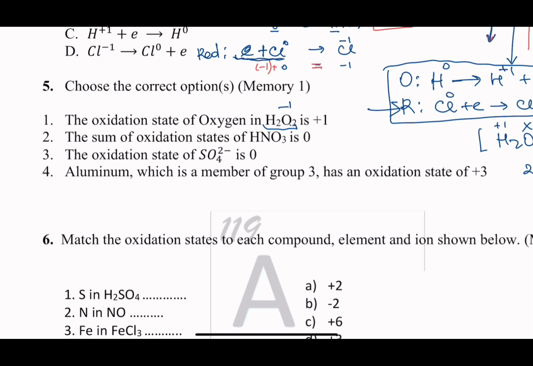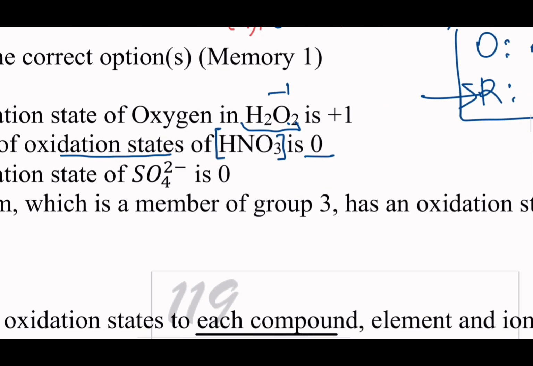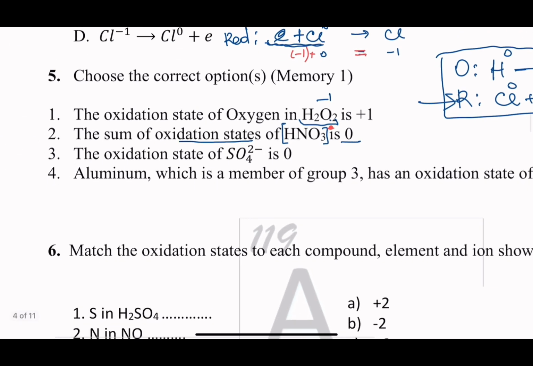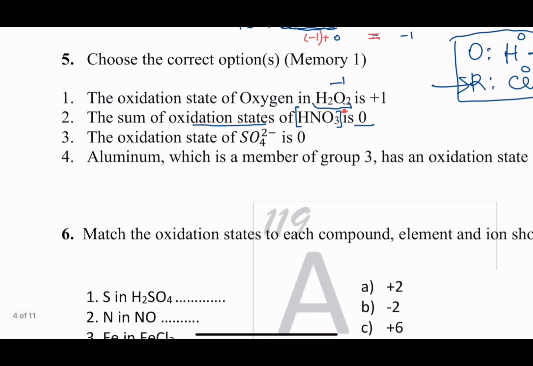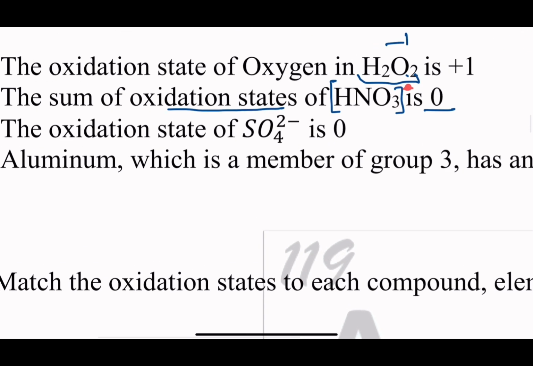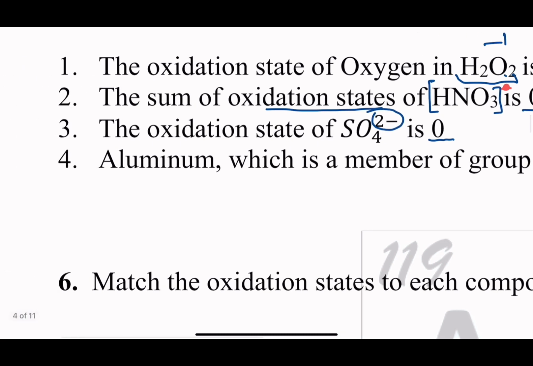The sum of oxidation states of HNO3 is 0. We have done it many times, and you know that when I do my math, I sum up to 0 because there's nothing given on the top right corner. If there's no charge, that means that it is 0. So on this one, oxidation state of SO4 -2 is 0. As you guys can see, it is given that it is -2, so it's clearly not the right answer.